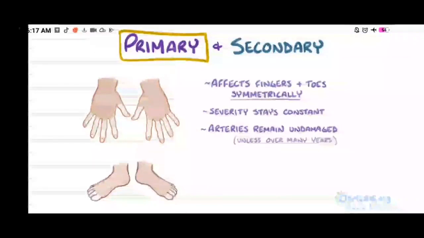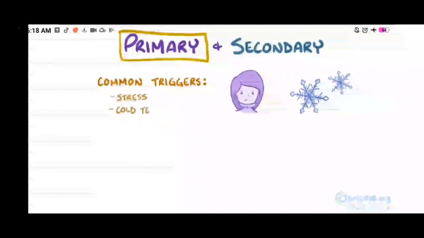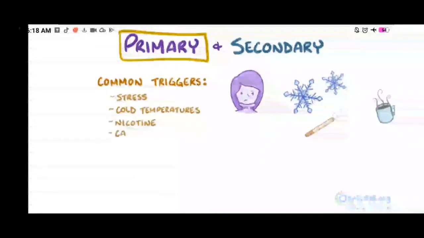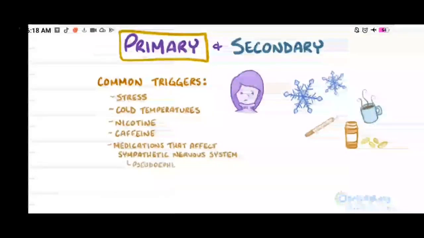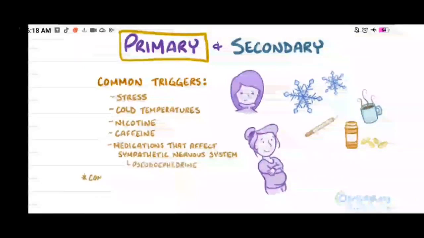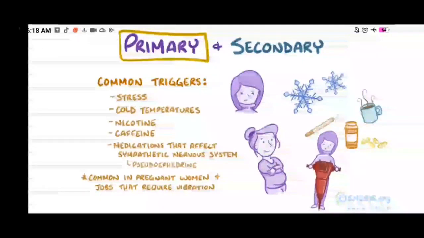of the arterial walls. The most common triggers are stress and cold temperature, but other potential triggers include nicotine, caffeine, as well as medications that affect the sympathetic nervous system like pseudoephedrine. Primary Raynaud phenomena is common among pregnant women and is common among those who are working in jobs that require lots of vibration, like using a jackhammer.